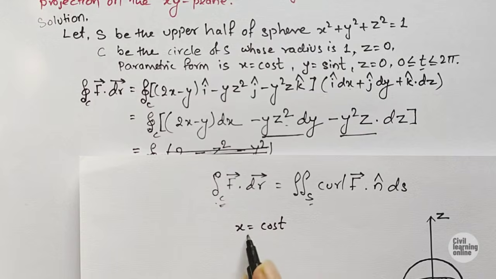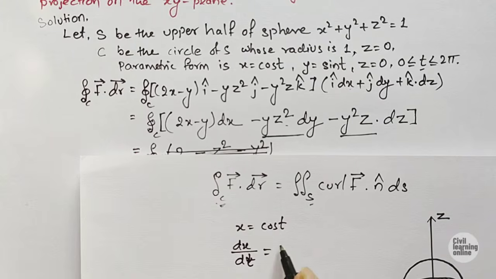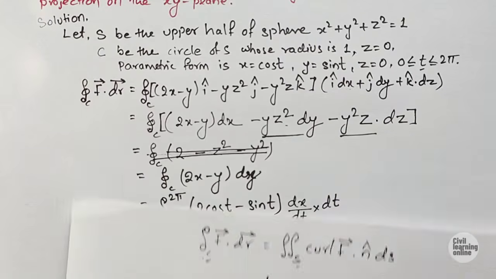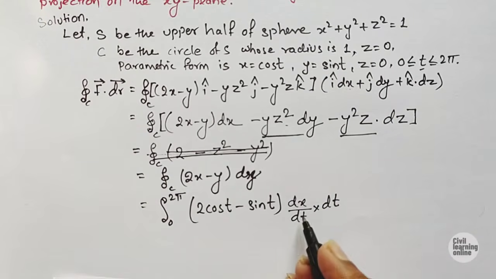So if we differentiate it on both sides with respect to t, then we will have dx upon dt equals the derivative of cos t, which will be minus sin t. So we have got the value of dx by dt. In the next step, we will put the value of dx by dt.